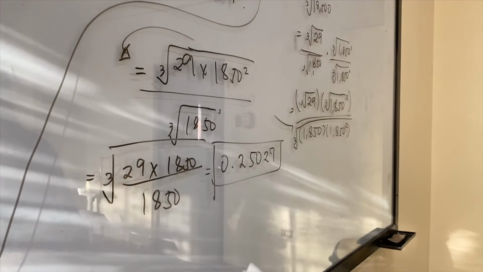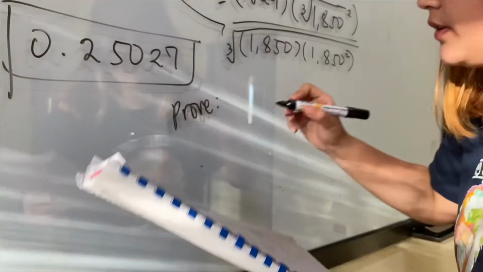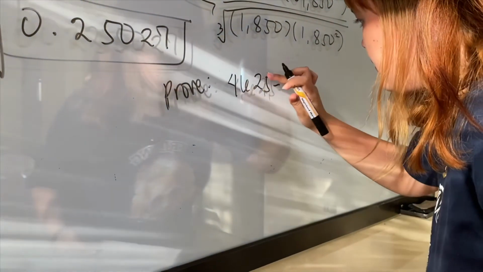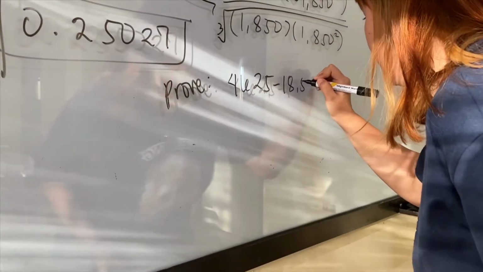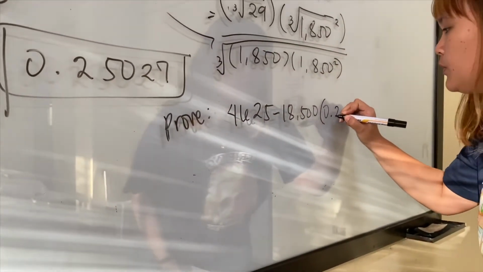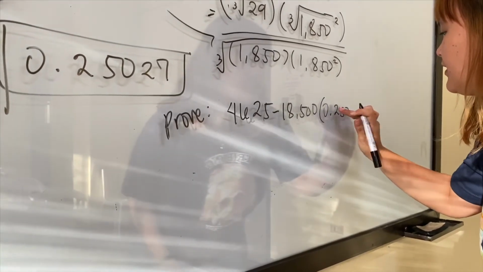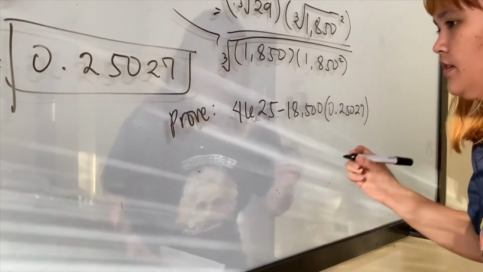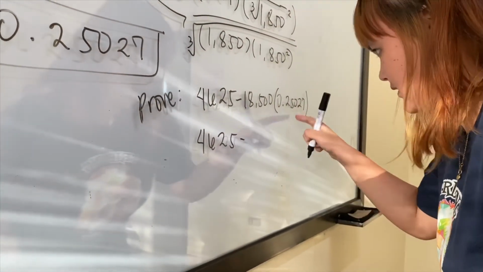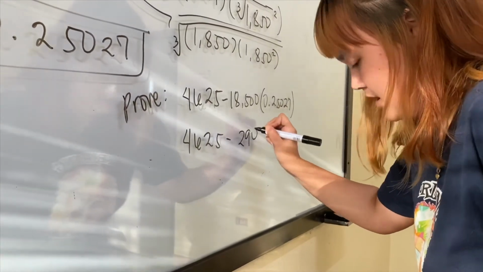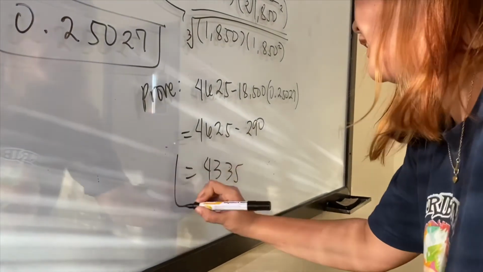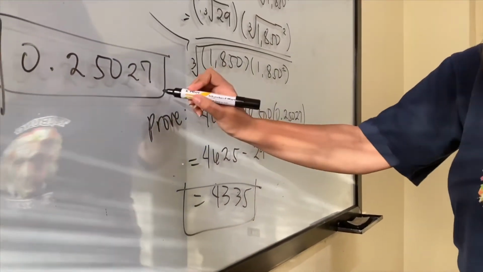To check if the answer is correct, to prove, you have 4,335 equal to 4,625 minus 18,500 times the value 0.2527 cubed. So 4,625 minus 290 is equal to 4,335. So this is correct.